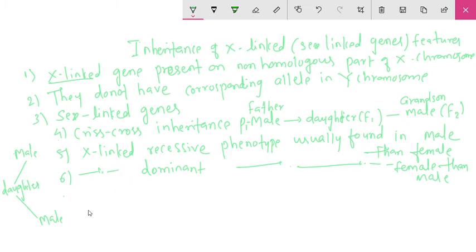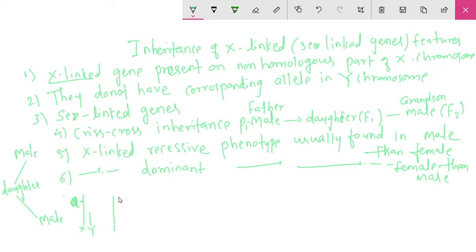The male has the X chromosome and the Y chromosome. Okay, so if the dominant is present, it shows the dominant character. If the recessive is present, it shows the recessive character. So there is only a single X chromosome in the male, and therefore if there is a recessive phenotype, it is usually found in male. But it is not found in female, or it is very rare.